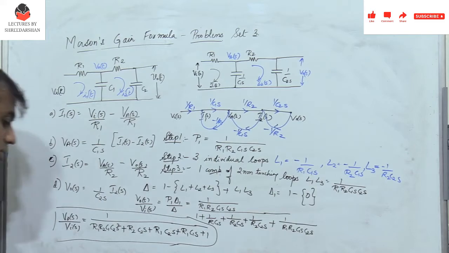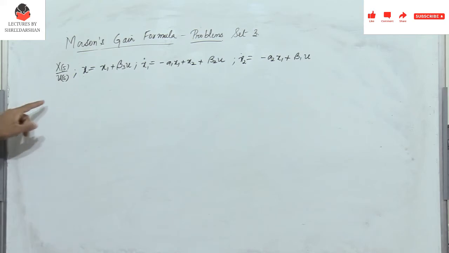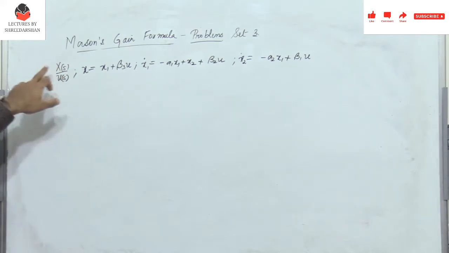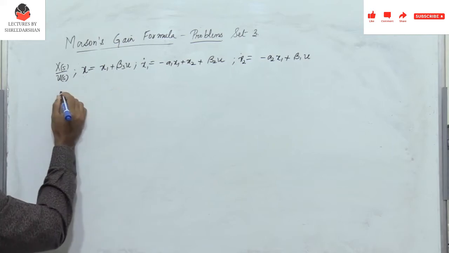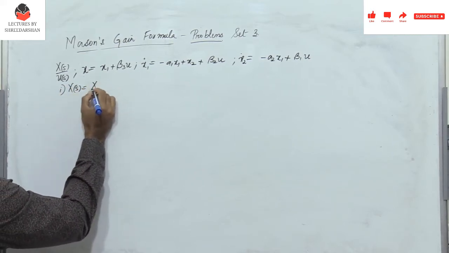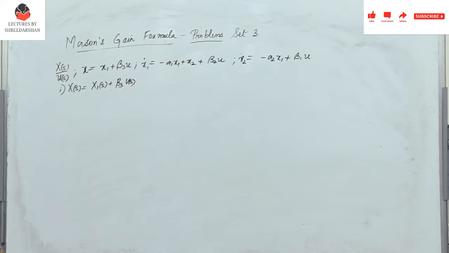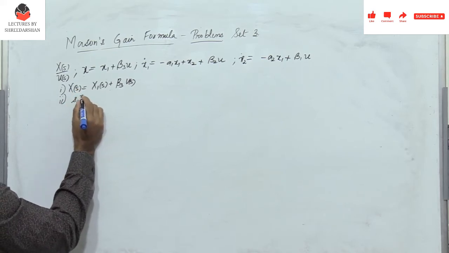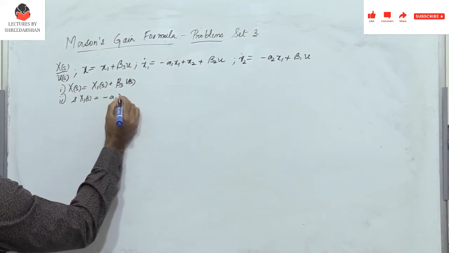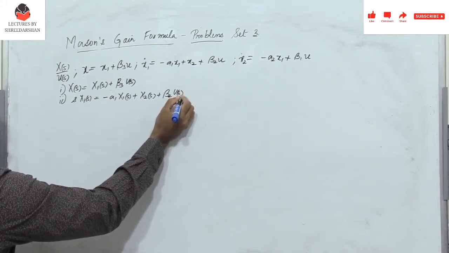So very simple problem. So let's take another problem before we wind up this section. So I have a set of differential equations and they are represented by these 3. Okay, so I need to find X of S by U of S. So the above set of differential equations are converted into algebraic equations by taking the Laplace transform. So for this, the first one, I have X of S equals X1 of S plus B3 U of S. That's the first one. The second one, I have X1 dot, so it is nothing but S into X1S equals minus A1 X1S plus X2S plus B2 U of S.